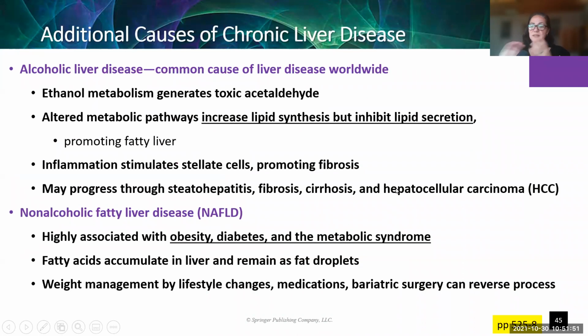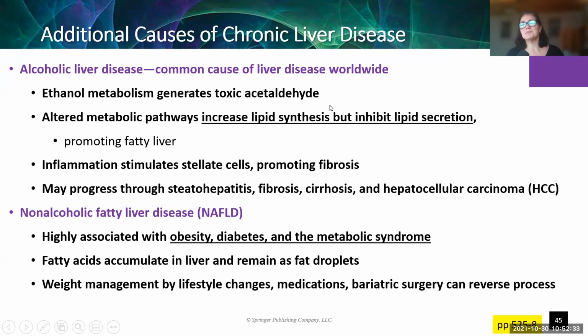And this will be, I think, our final slide, additional causes of chronic liver disease. We had talked about the hepatitis causes. Let's talk a little bit about alcoholic liver disease. This is one of the most common causes of liver disease around the world. And why it happens is ethanol is a toxin. I know we enjoy it and we ingest it on purpose, but our liver wants to get rid of it. And when our liver metabolizes it, it breaks it into something called acetaldehyde, which is really toxic to the liver.